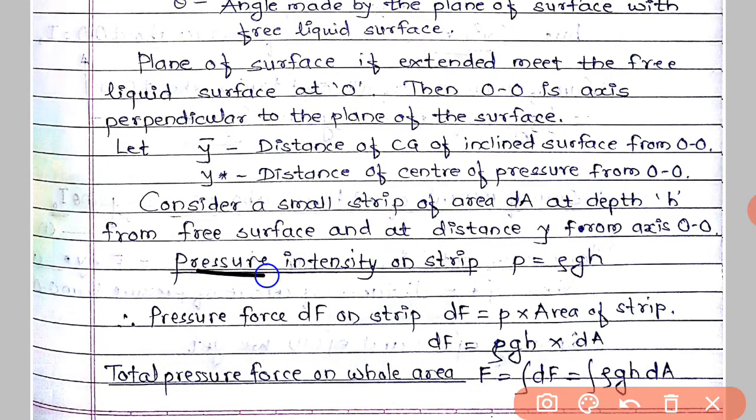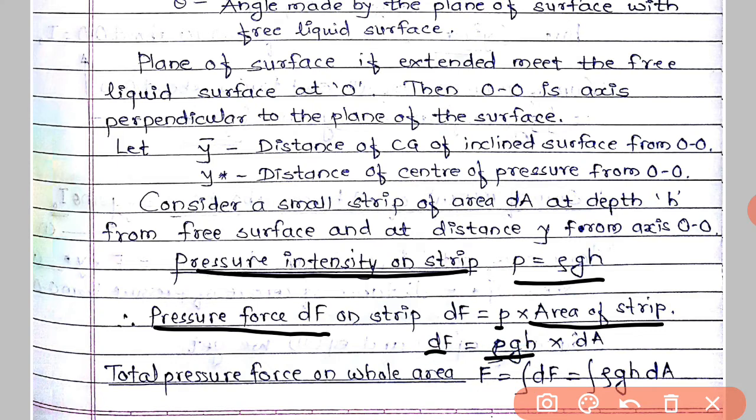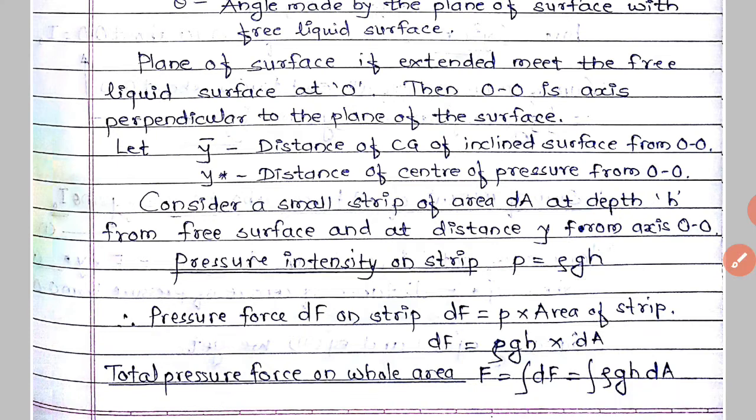First calculate the pressure intensity on the strip. So p is equal to rho g h, and the pressure force on the strip is given by pressure intensity into area of the strip. So dF will be, what is the pressure intensity? The pressure intensity is rho g h and the area will be dA. Now the total pressure force is given by F equal to the integration of dF. So we just have to integrate this equation, integration of rho g h dA. So the total pressure force on the whole area will be the integration of dF, put the value of dF, that is rho g h into dA.